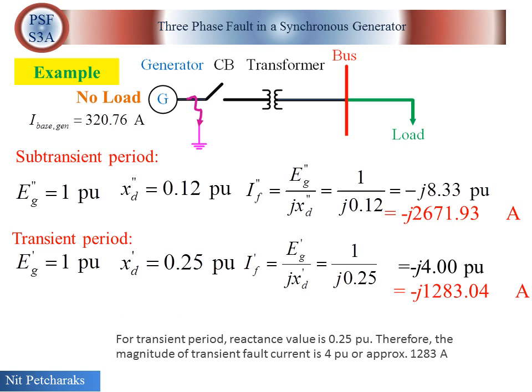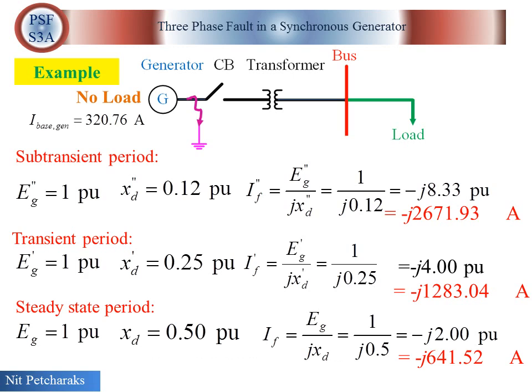2672 ampere. For the transient period, reactance value is 0.25 per unit. Therefore, the magnitude of transient fault current is 4 per unit or approximately 1283 ampere. For the steady state period, the reactance value is 0.5 per unit. Therefore, the magnitude of fault current is 2 per unit or approximately 642 ampere.